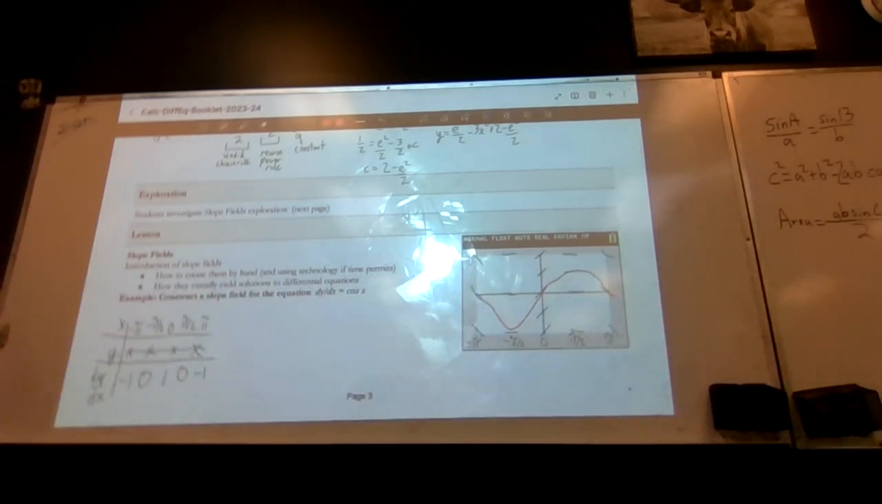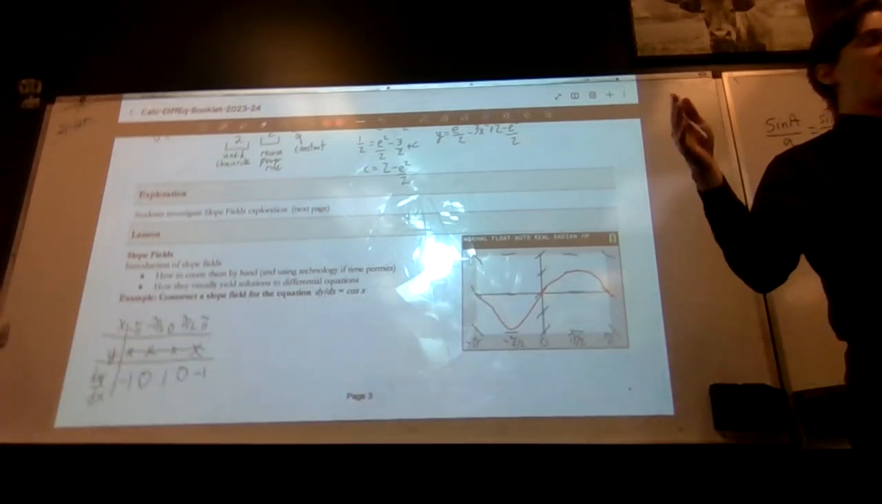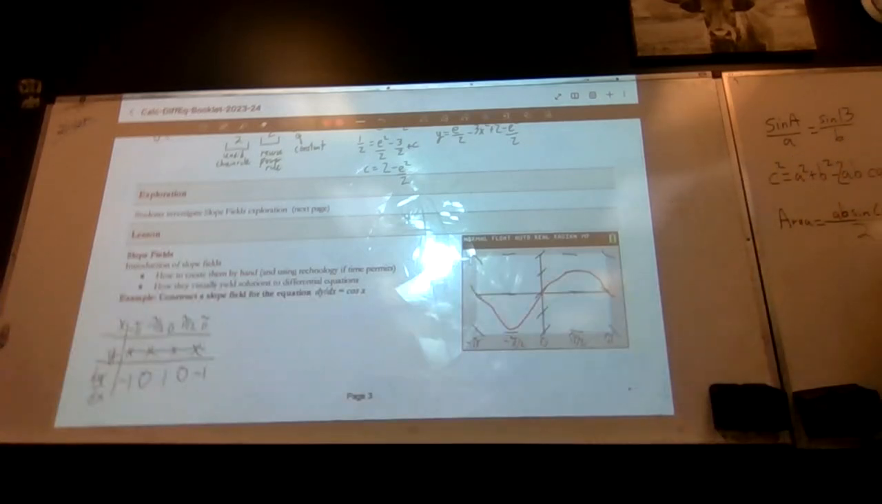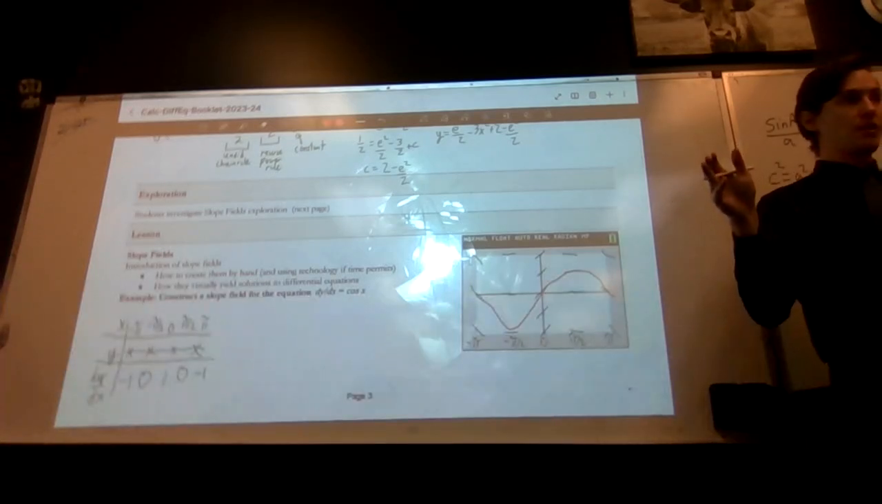Now, you don't have to graph the sine graph. That's just me showing you that. The slope fields are just used to show what all those derivative values are. All right, does that make sense? A little bit? Yes, no, maybe so?